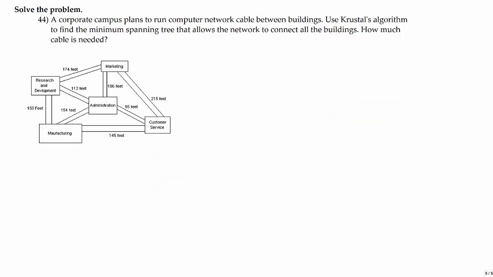Number 44. A corporate campus plans to run a computer network cable between buildings. Use Kruskal's algorithm to find the minimum spanning tree that allows the network to connect all the buildings, and then how much cable is needed. So we want a minimum spanning tree. And then we want to make sure that we connect all the buildings.